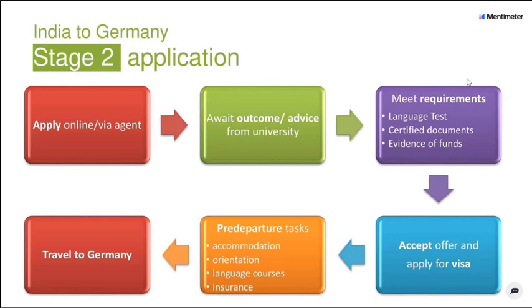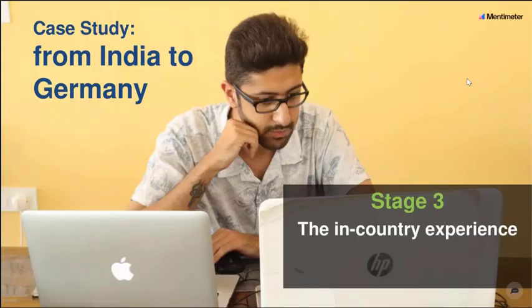Once they have that process, then there's a series of pre-departure tasks. They may seek to find accommodation before they leave. They'll find out information about your orientation program to ensure that they arrive on time. They may have preparatory language courses available to them, and they'll need to sort out and confirm their insurance policies and requirements before they depart. Once they've done all of those things, they will travel to Germany. And that begins stage 3, which we would call the in-country experience.